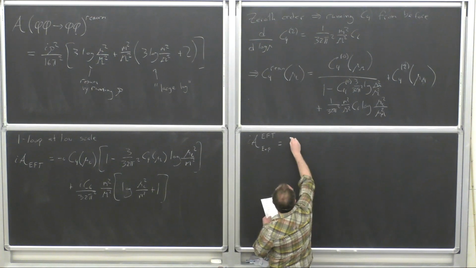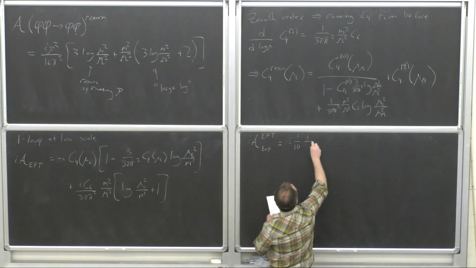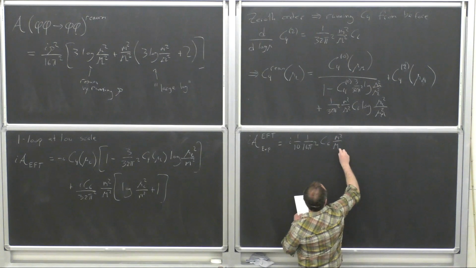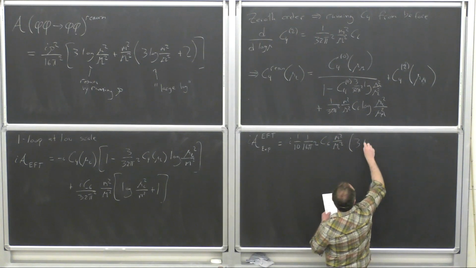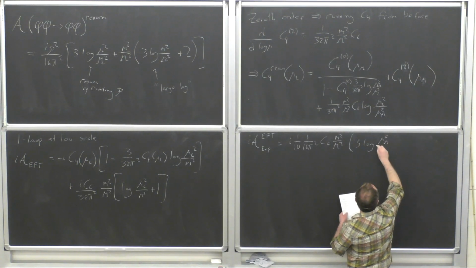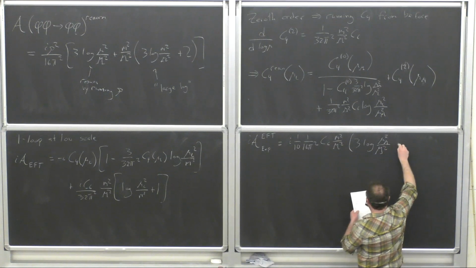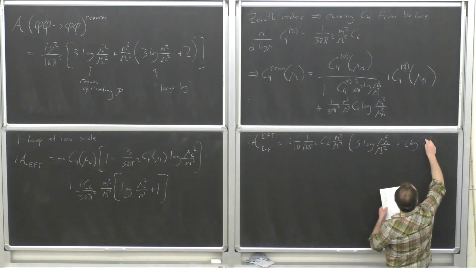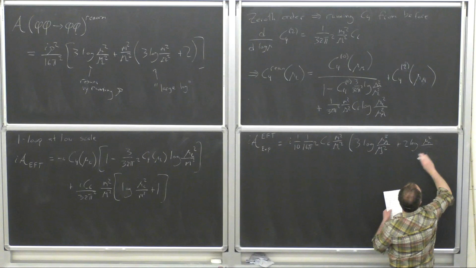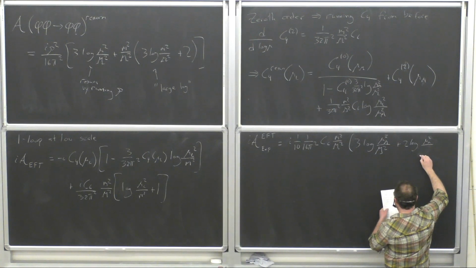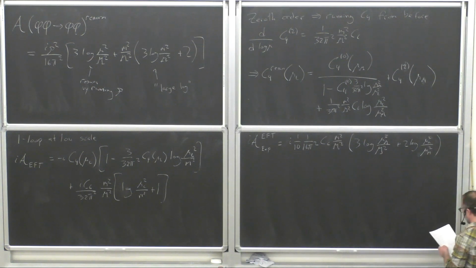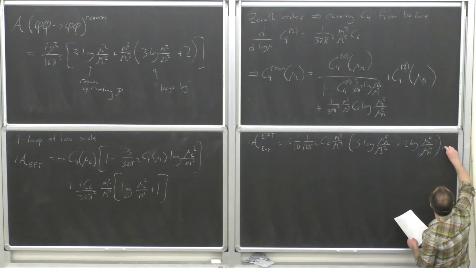So I have i times 1 over 16 pi squared, C6, m squared over capital M squared, times 3 log mu match squared over capital M squared plus 2 log mu match squared over mu low squared. So I'm adding a 0 here to make a point. Okay, so this comes from matching.